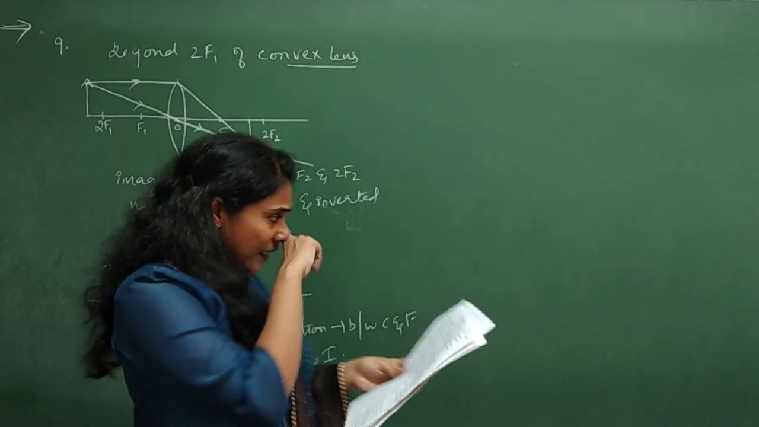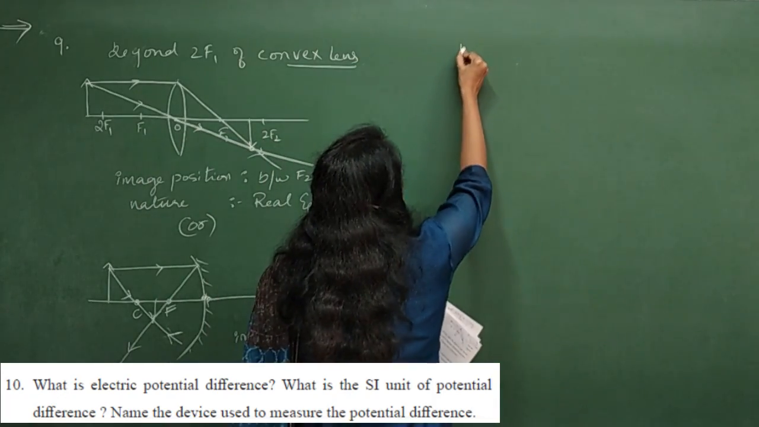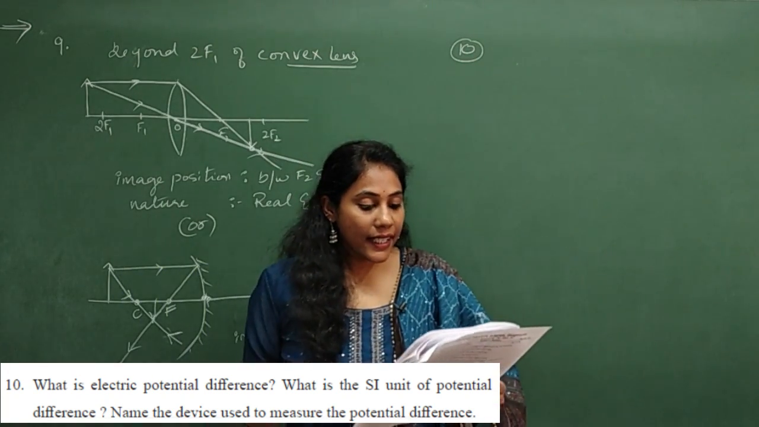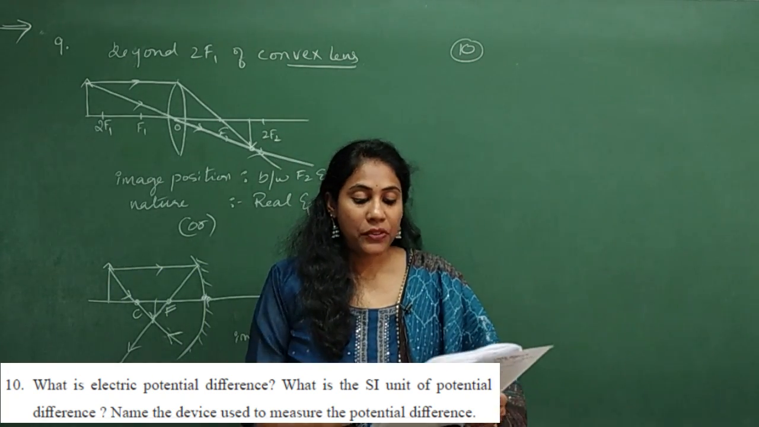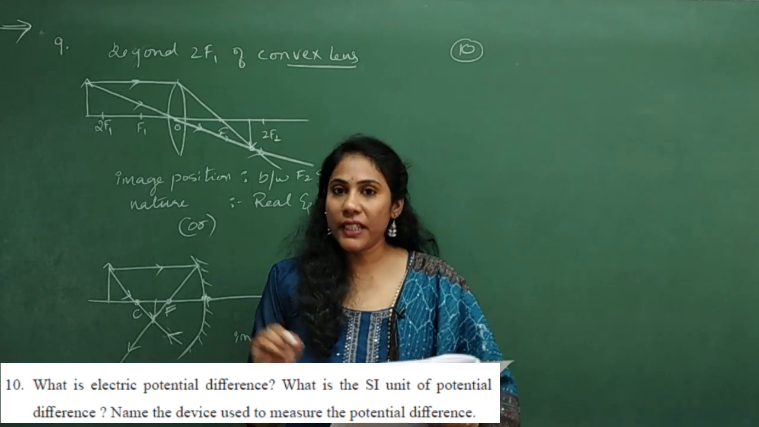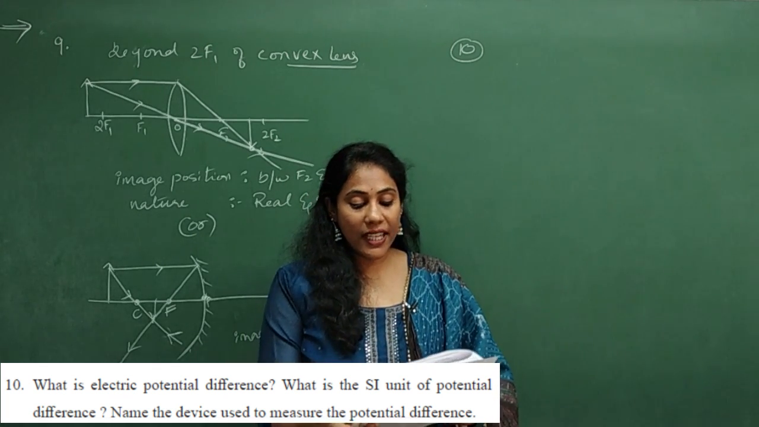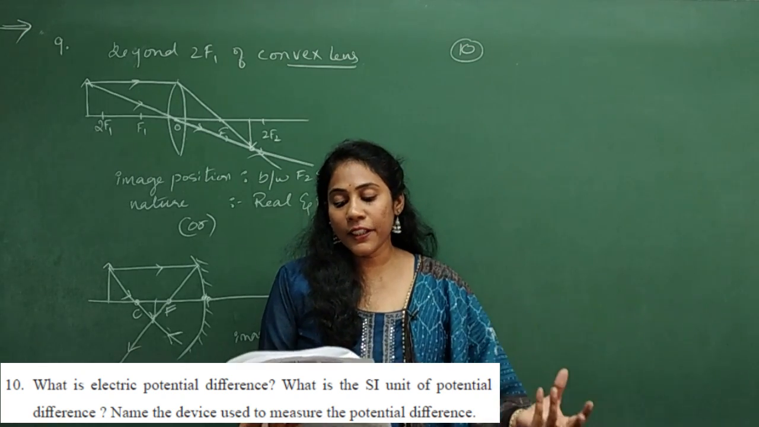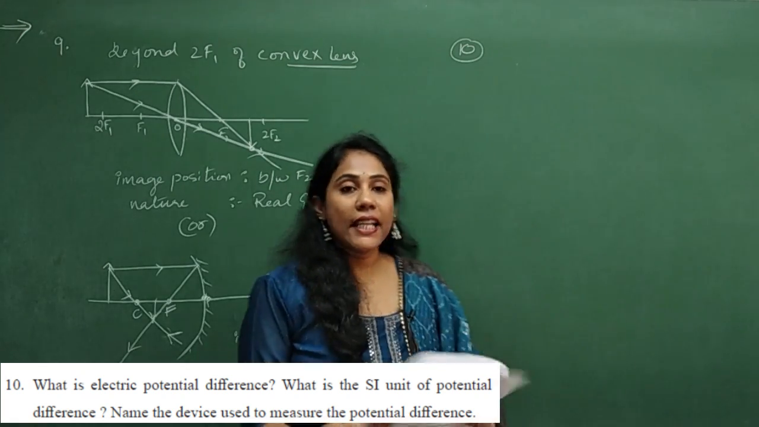And coming to the 10th question, a very simple question from the chapter electricity. What is electric potential difference? What is the SI unit of potential difference? Name the device used to measure the potential difference. So you have to write the definition of electric potential difference.